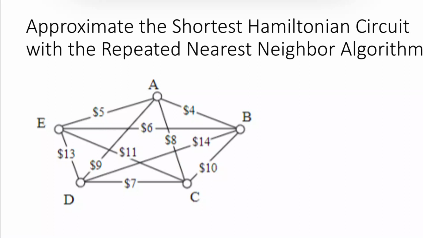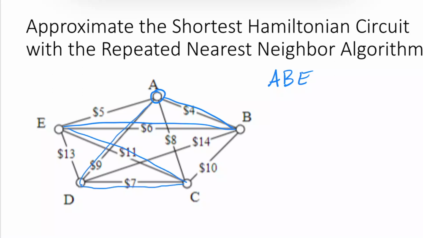All right, so on this one, if I start at vertex A, the nearest neighbor is vertex B, because that's the cheapest edge that leaves A. And then after B, I would go to E, and then to C, and D, and then back up to A. So I'd have A, B, E, C, D, A. And that would cost 4 plus 6 is 10, plus 11 is 21, plus 7 is 28, plus 9 would be 37. So that would be the cost of starting at A.